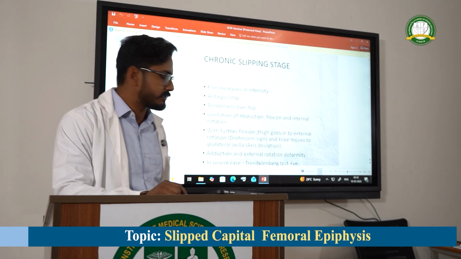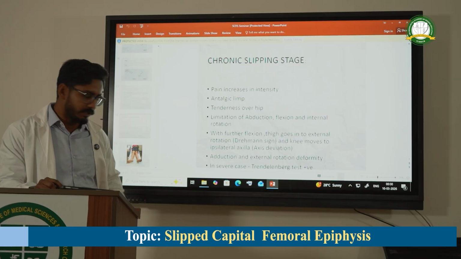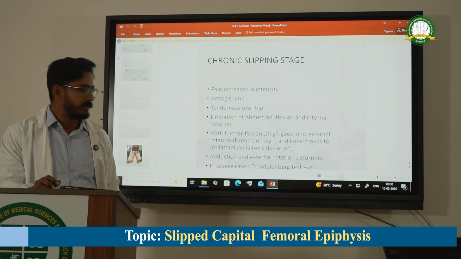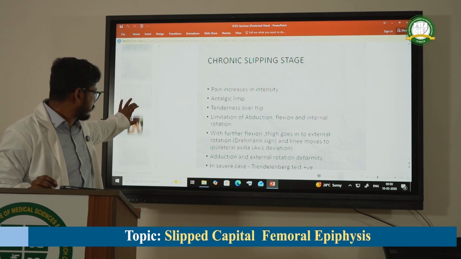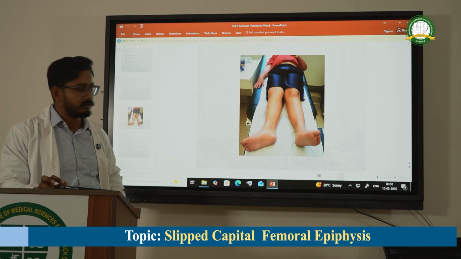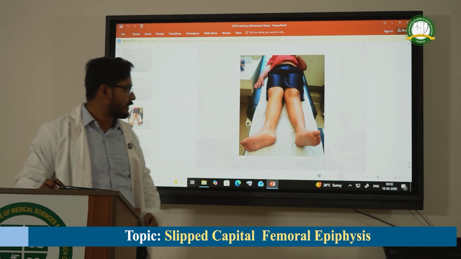There will be adduction and external rotation deformity of the limb, as noticed. In severe cases, the Trendelenburg test will be positive. This is the clinical picture. You can see the external rotation of the limb there.